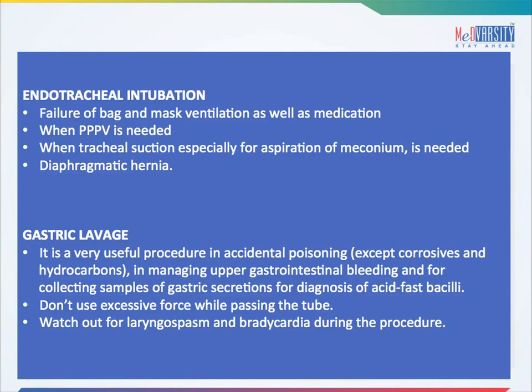Diaphragmatic hernia. Gastric lavage. It is a very useful procedure in accidental poisoning, except corrosives and hydrocarbons, in managing upper gastrointestinal bleeding and for collecting samples of gastric secretions for diagnosis of acid-fast bacilli. Don't use excessive force while passing the tube. Watch out for laryngospasm and bradycardia during the procedure.